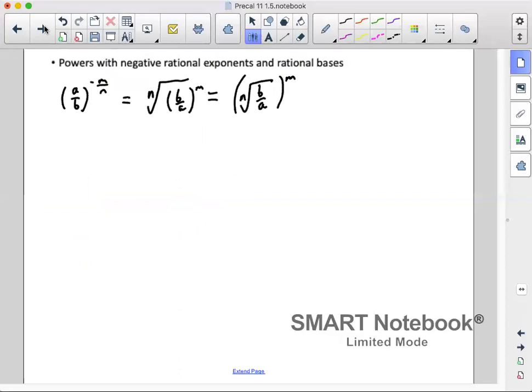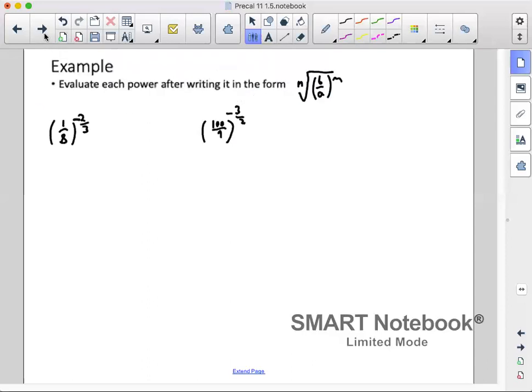Powers of negative rational exponents and rational bases. So if we have a over b to negative m over n, that gives us the nth root of b over a to the power of m, or we could write it as bracket nth root of b over a, close our bracket, to the power of m. So evaluate each power after writing in the form the nth root of b over a to the power of m. So our first example, we have this one here.